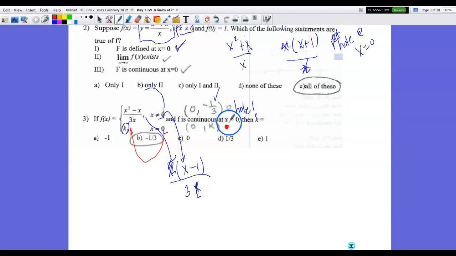So that's my specific point. In order for the function to be continuous, the point has to fill up the hole. Well, the only way the function can fill up the hole is if these two y values equal each other. So I'm going to set k equal to -1/3, and I really don't have to do any work to produce the value of k that I'm looking for, which is -1/3.